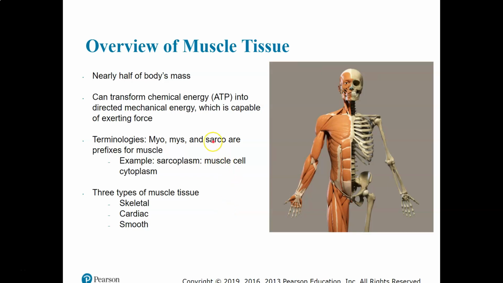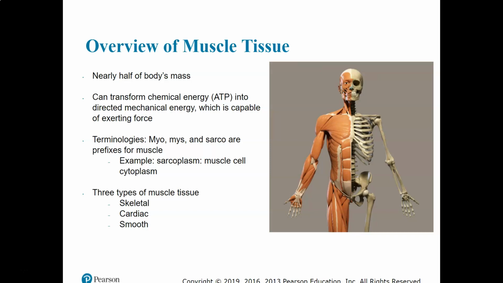Hello! In this video, we're going to be talking about the muscular system. So, muscle tissue actually makes up nearly half of the body's mass. And what muscle tissue does is that it transforms that chemical energy that our cells use, ATP, into mechanical energy, which we use to exert force to do things like move around.